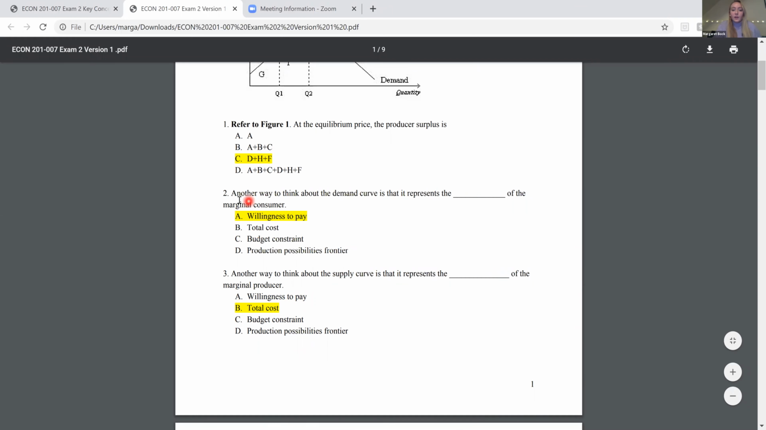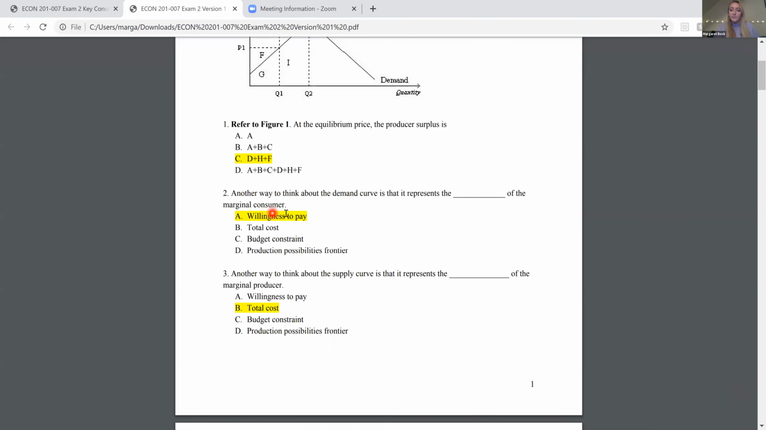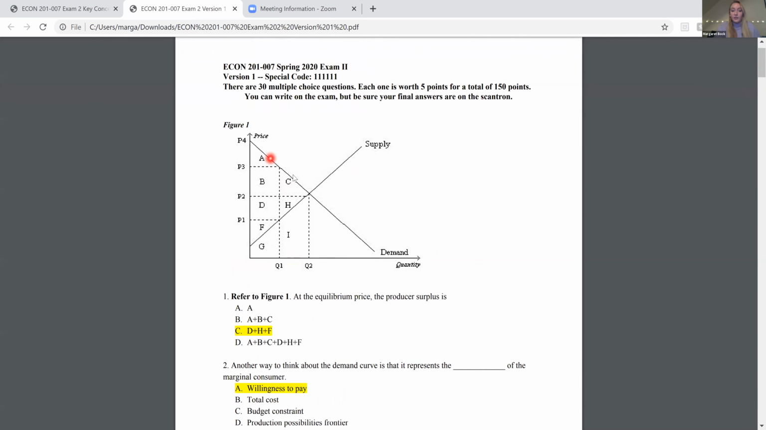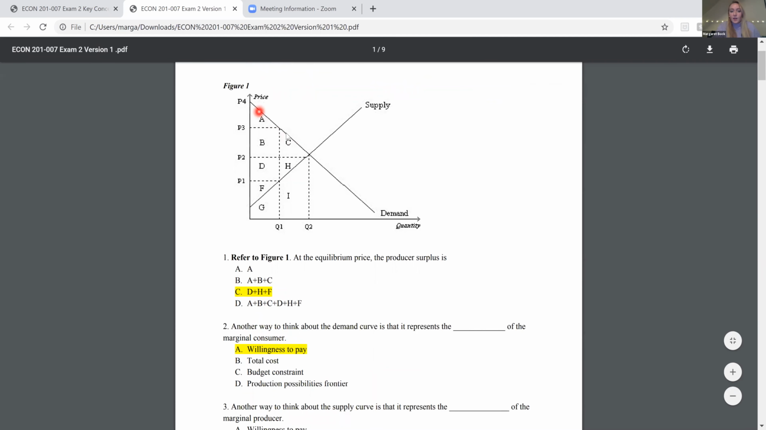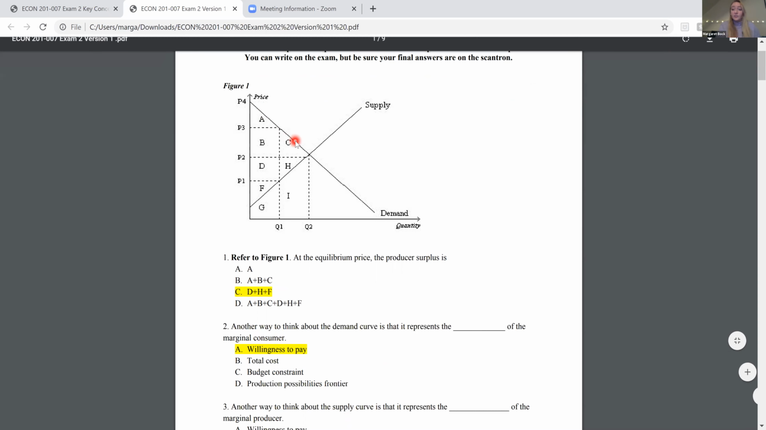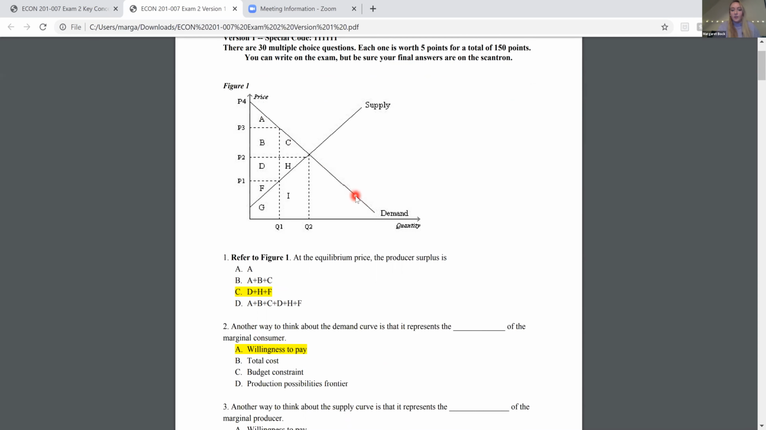Number 2, another way to think about the demand curve is that it represents the blank of the marginal consumer. So we learned that at each point along this demand curve, it represents the marginal person's willingness to pay for a good, their maximum price that they're willing to pay for a certain good. So people on this part of the demand curve are willing to pay a higher price for this good or service, and people on this part of the demand curve are only willing to pay these lower prices. So the demand curve kind of represents the person's willingness to pay for a good or a service.